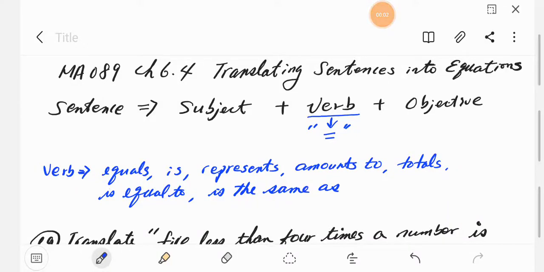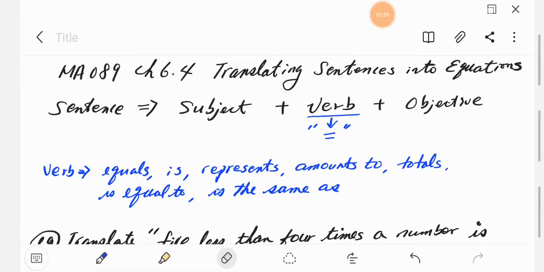MA089, Chapter 6.4, Translating Sentences into English, into equations. A sentence has a subject and a verb, followed by objectives or a complement. Usually the verb contains one of these words. So if the verb contains "is" or something like this, then replace the verb with an equal sign.